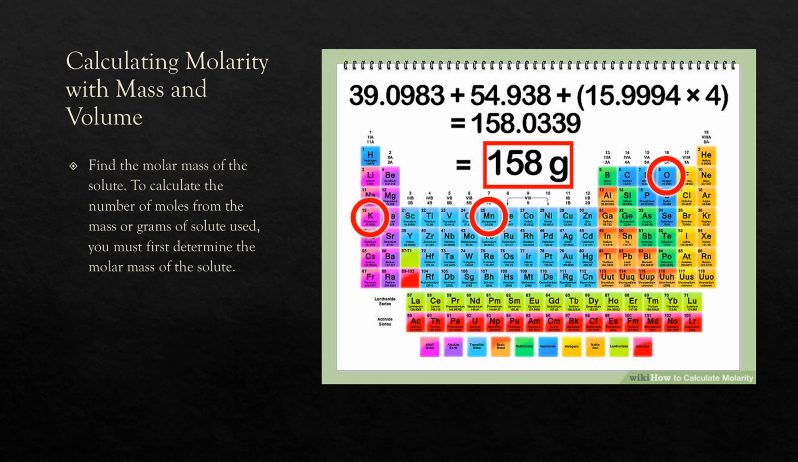To be able to compute our molarity, our next step is to find the molar mass of our solute. To calculate the number of moles from the mass or grams of the solute used, we must first determine the molar mass of the solute. This can be done by adding together the separate molar masses of each element found in the solute.